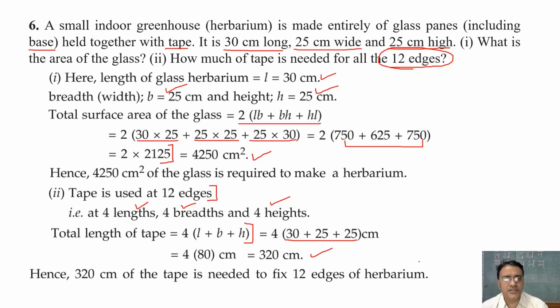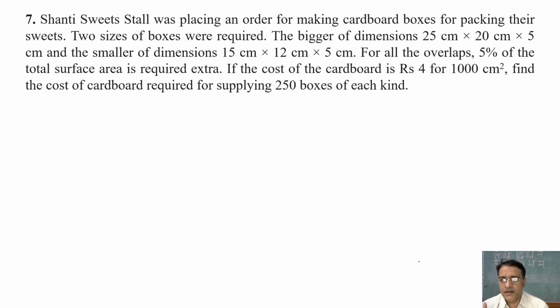Now we'll move towards question number 7. Only one more question is left, but this is a very lengthy question. Shanti Sweets stall was placing an order for making cardboard boxes for packing their sweets. 2 sizes of boxes were required. The bigger of dimension is 25 centimeter by 20 centimeter by 5 centimeter. This is the bigger box. And the smaller box, the dimension is 15 centimeter by 12 centimeter by 5 centimeter.